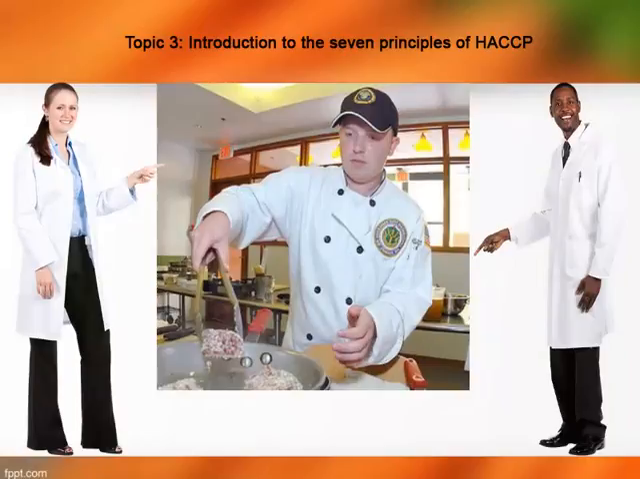David, how do the 7 principles of HACCP help to ensure food safety? The 7 principles of HACCP help in the analysis and control of the 3 types of food hazards in a specific food product, so that they can be prevented, eliminated, or reduced to safe levels.